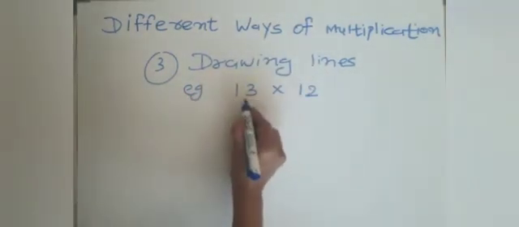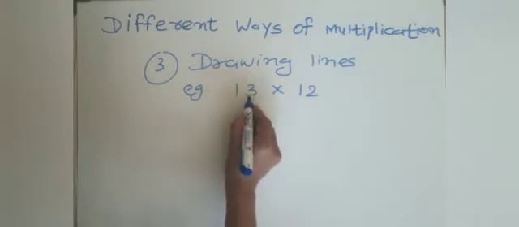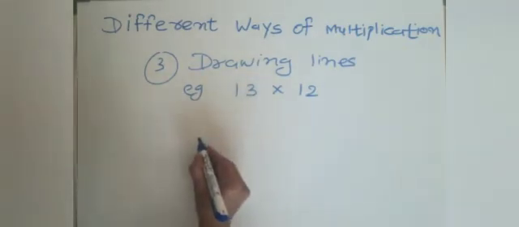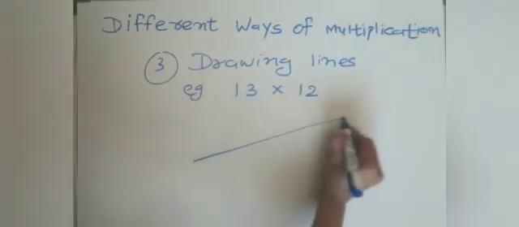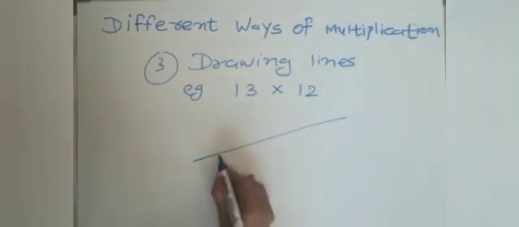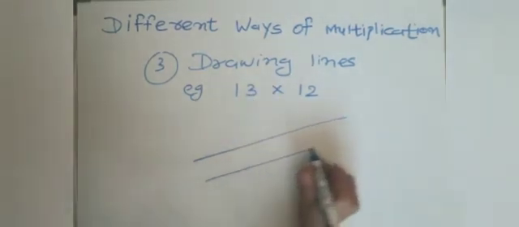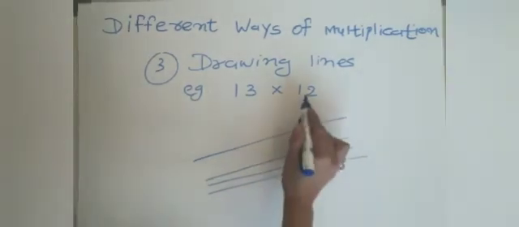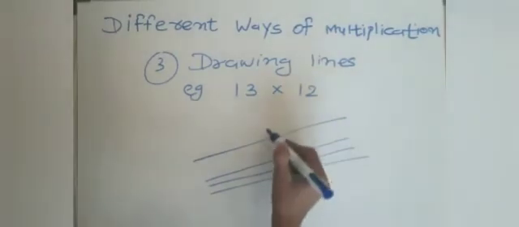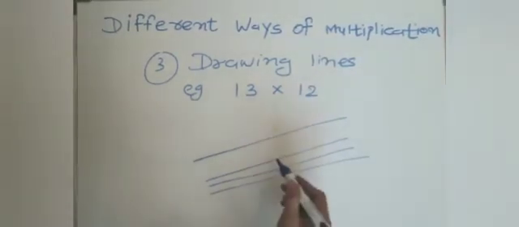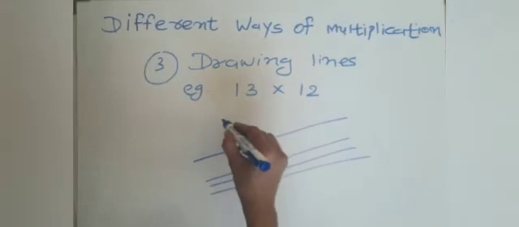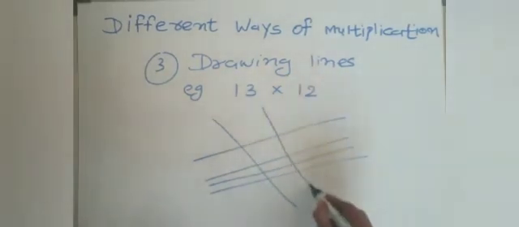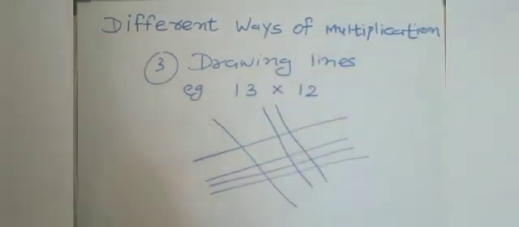In the first number, 13, the first digit is 1, the second digit is 3. So we draw one line in this way and another 3 lines. After leaving some space, we draw the 3 lines. Now the second number is 12. The first digit is 1, so on the opposite side of this line we draw another line, and after leaving some space, 2 more lines.